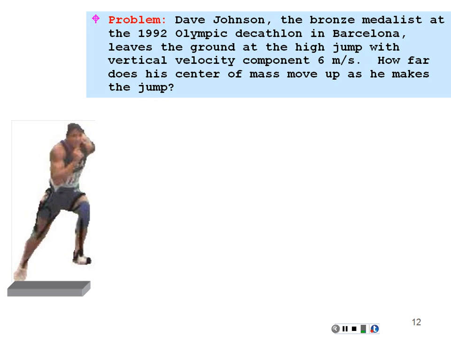Here's an actual picture of Dave Johnson, bronze medalist at the 1992 Olympic decathlon. He probably was not satisfied with the bronze medal, but that's what he got. The reason he might not be satisfied is because going into the Olympics, he was one of the top 2 decathletes in the world, and both of them were Americans. There was Dave Johnson and Dan O'Brien. They were the top 2 decathletes in the world, rated 1 and 2.